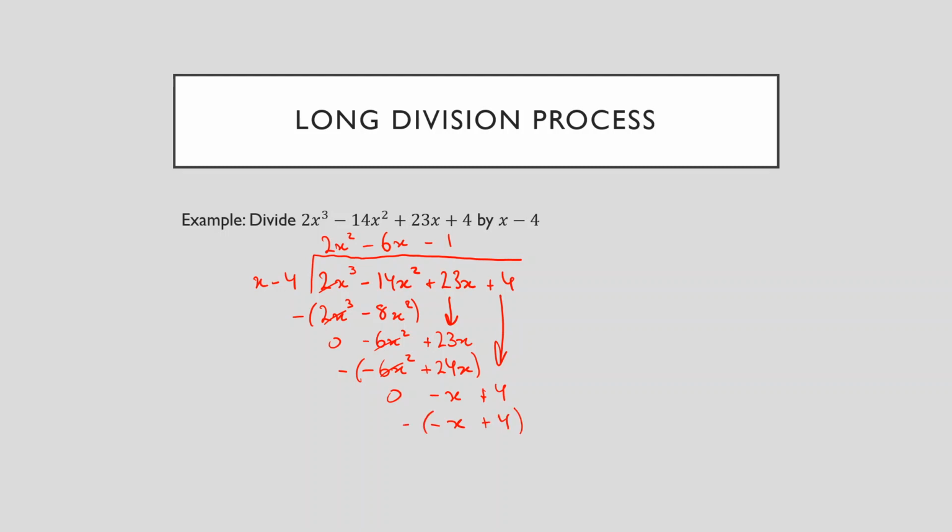Subtract. Negative x minus negative x cancels, 0. 4 minus 4 also cancels, 0. We stop, there's nothing left to bring down. Our answer is 2x squared minus 6x minus 1. We have 0 remainder.